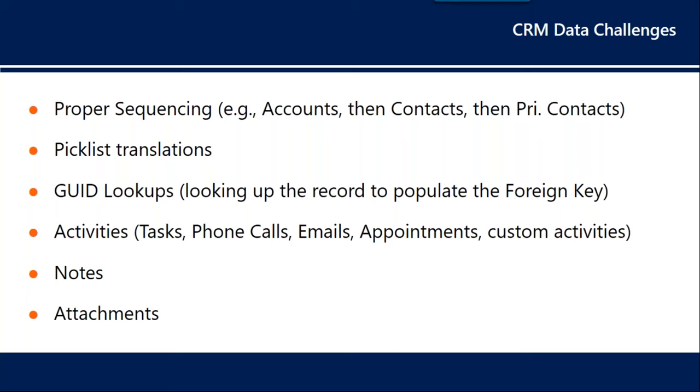Activity migrations and integrations are always a little bit tricky. You have three different parts of the activity entity: the activity pointer, the activity party, and then the entity-specific activity record itself, that is the tasks, the phone calls, the emails, and the appointments. Notes and attachments, again, are a little bit challenging. You've got to dig into it. There are some nitty-gritty, very specific ways that fields need to be mapped to make those work.